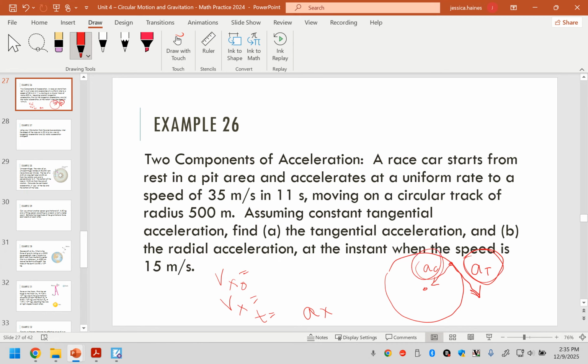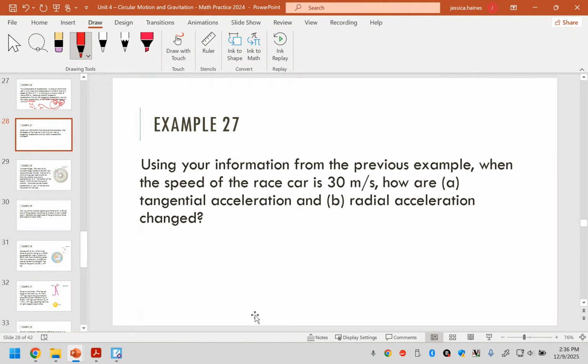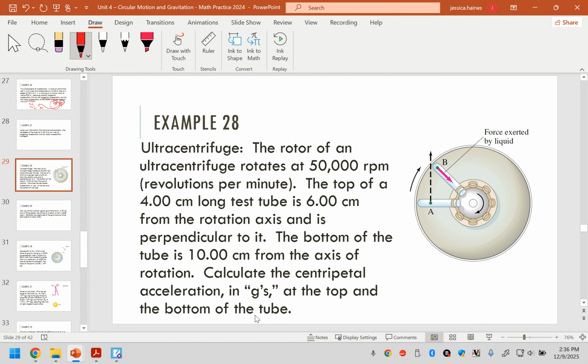So this problem, and tangential acceleration, is just kinematics like we've done before. Centripetal acceleration is what we are doing in this unit. So you will treat tangential acceleration like traditional kinematics. Radial acceleration is the same as centripetal acceleration, and you'll do that with centripetal acceleration equations. Similarly, 27 goes along with it. It's just having you change some values. 28, we already talked about a centrifuge.